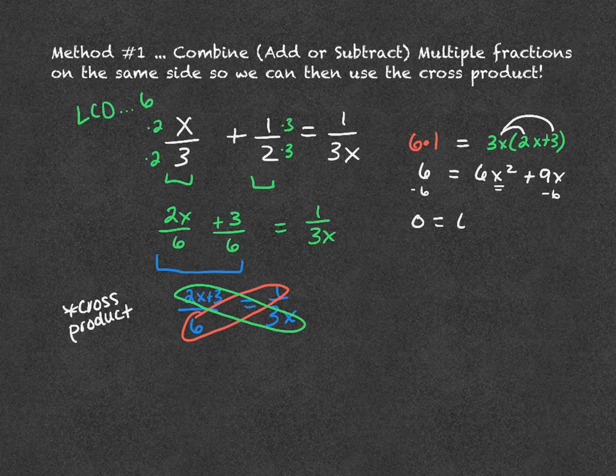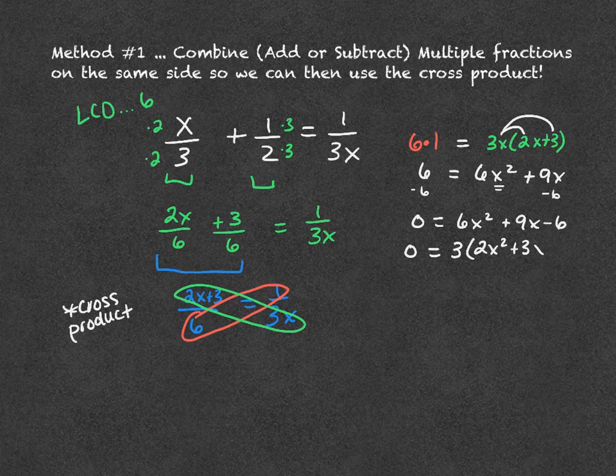So 0 will equal 6x squared plus 9x minus 6. And at this point, we're going to try to factor that quadratic. I notice there's a GCF of 3 between all these terms. So if I factor out the 3, we will get 2x squared plus 3x minus 2. And then we'll continue to factor that quadratic.